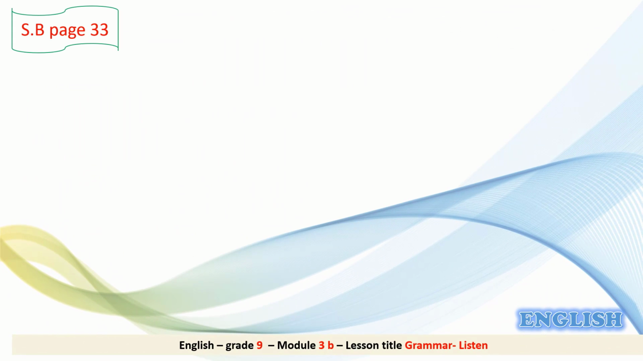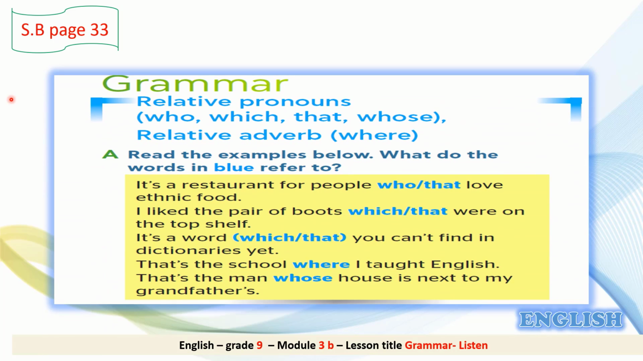Could you please open your student's book, page 33, grammar, relative pronouns. These are the relative pronouns who, which, that, and whose. Relative adverb, where. Read the examples below. What do the words in blue refer to? Here we have some sentences with words in blue. Now we are going to pause the video, read the sentences, and find out what each of these words refers to. Go ahead.